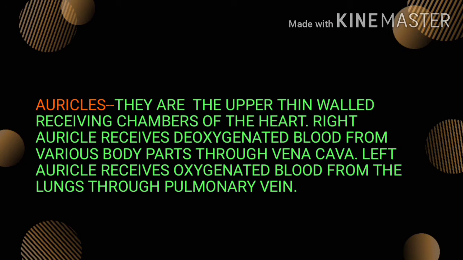Auricles are upper thin-walled chambers which are actually the receiving chambers of the heart. The right auricle receives deoxygenated blood from various body parts through vena cava. The left auricle receives oxygenated blood from the lungs through pulmonary vein.